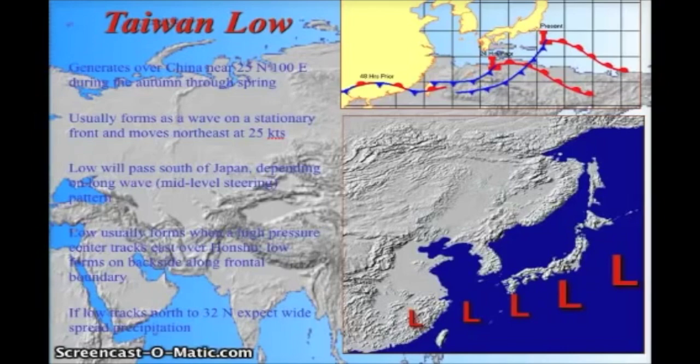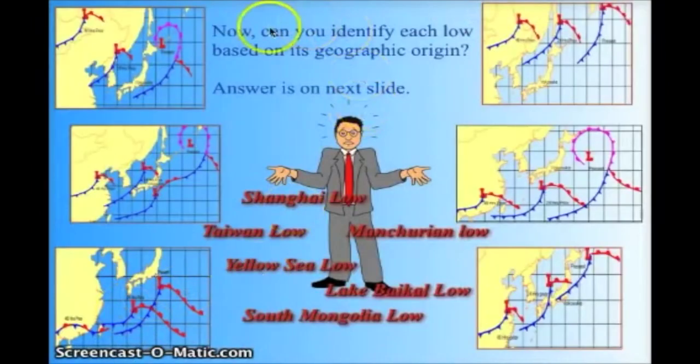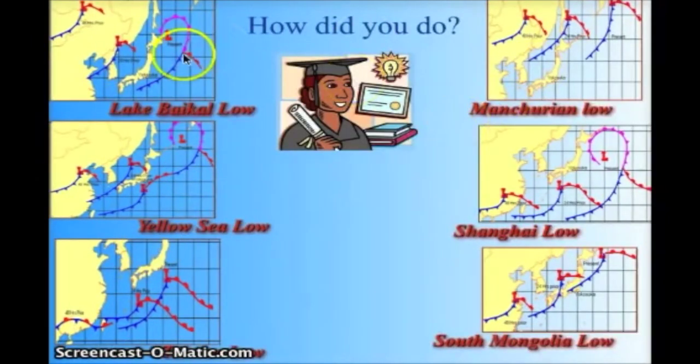So let's take some of this knowledge and put it into action as we go on to the next slide here. Just basically showing all these lows, and if you want to just take your time, pause this, you can look through it. But let's just look at the last slide here showing basically where these lows are. So let's just do a quick recap. Lake Baikal, Manchurian, Shanghai, Yellow Sea, the Taiwan Low, and the South Mongolian Low. So now you know, if you ever hear me refer to these specific low pressure systems, you now know what I'm talking about.